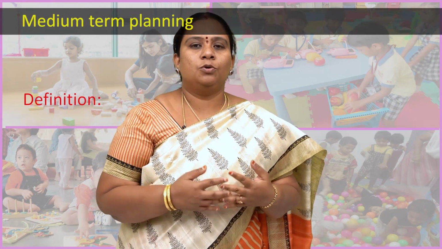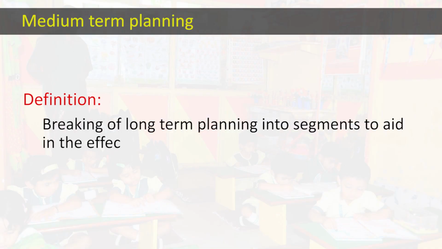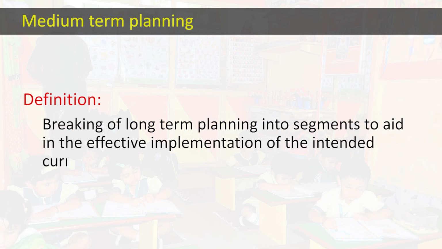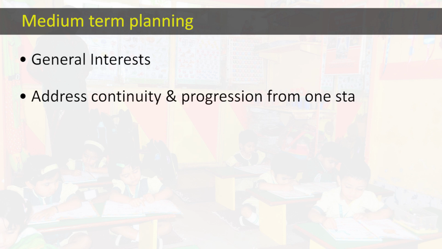Medium-term planning is usually a breaking of long-term planning into segments to aid in the effective implementation of the intended curriculum. It takes into consideration the general interest of the children across different groups. It addresses the continuity and progression from one stage in each area of learning to the next, and from one setting or class to the next, based on the long-term goals and the policies and principles of the curriculum.